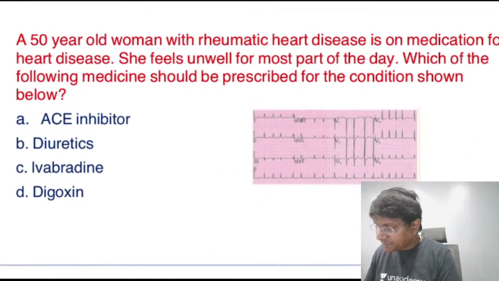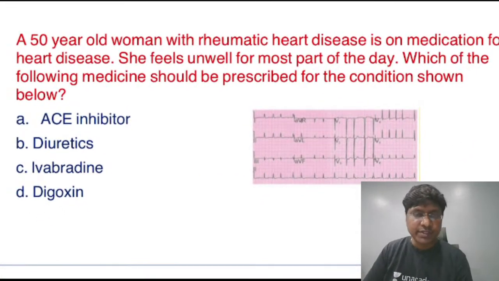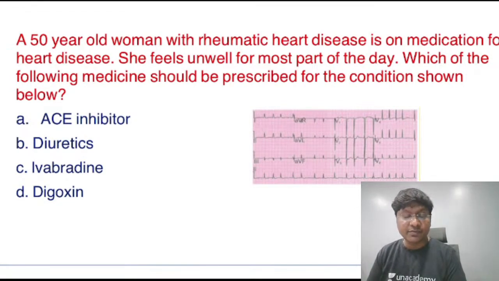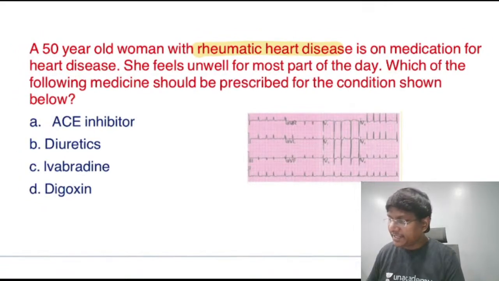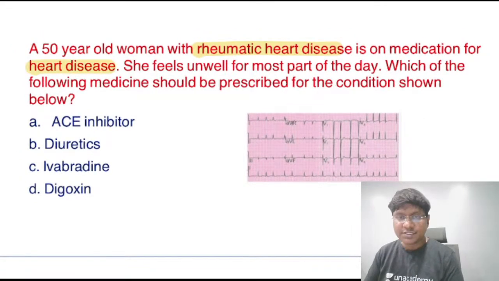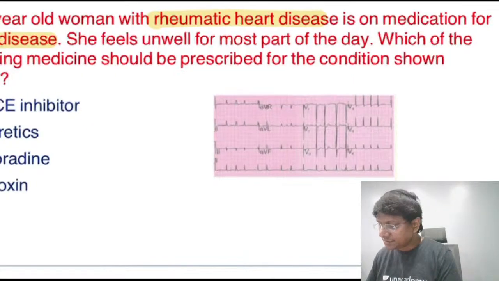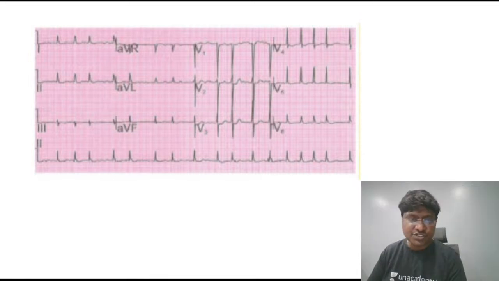Right, these are all your PYQs. So, a 50-year-old woman with rheumatic heart disease is on medication for heart disease. She feels unwell most part of the day. Which of the following medicine should be prescribed for the condition shown below? ACE inhibitors, diuretics, ivabradine, digoxin. Now, I'll just zoom this ECG. Now, tell me which drug you want to give.